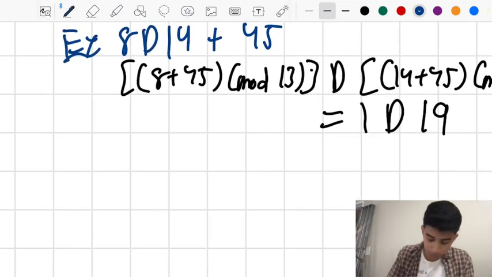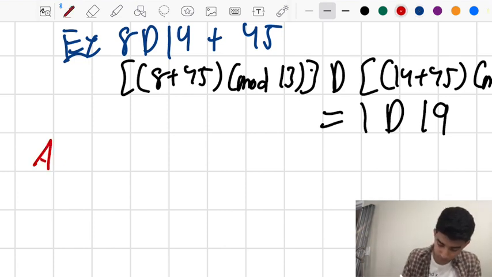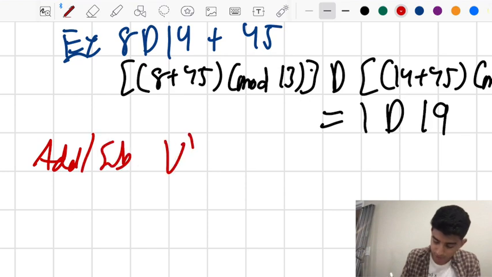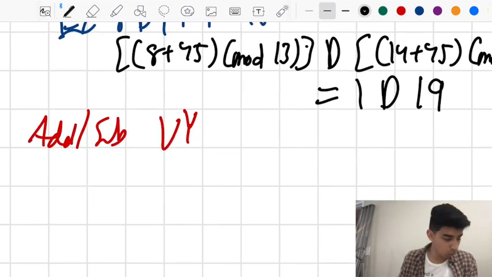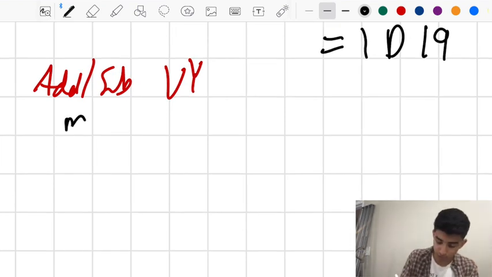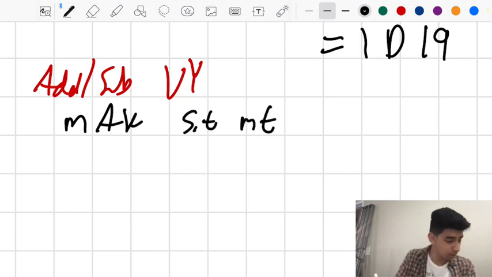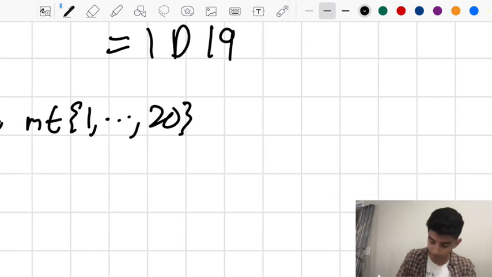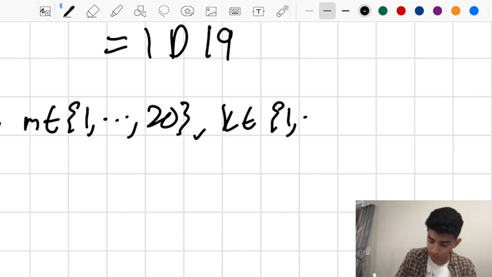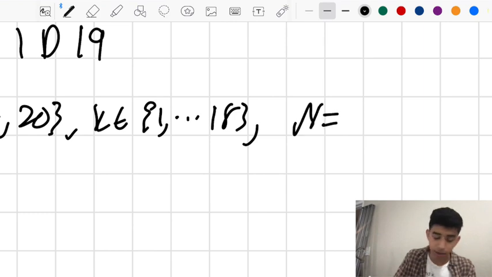Next, if we want to calculate within the vague year, so add and subtract within the vague year, we will use a different method, which is actually a lot more complex. So again, recall we have the MAK format such that M is in 1 to 20, K is in 1 to 18, and again, these correspond to the different cycles that we named prior, and N is the number of days added.